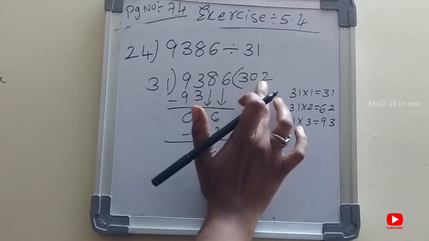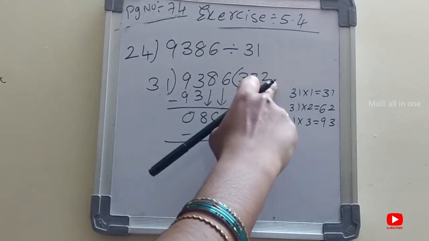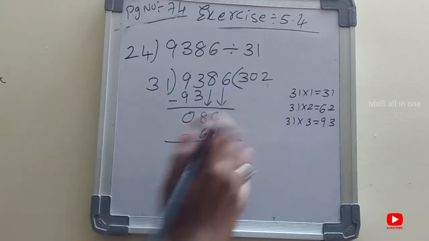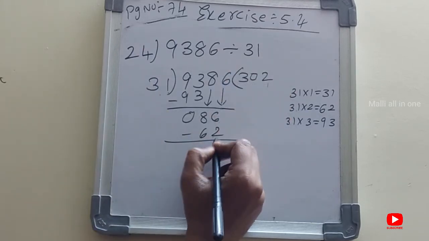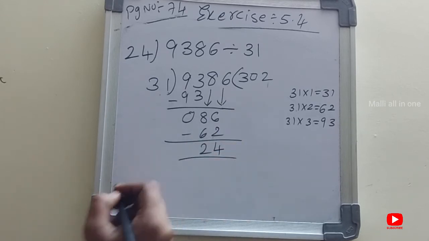You have to maintain this quotient. Some forget about this, writing this directly, but here you must write the quotient also. Okay. 6 minus 2, how much? 6 minus 2, 4. 8 minus 6, 2. So 24 is the remainder.